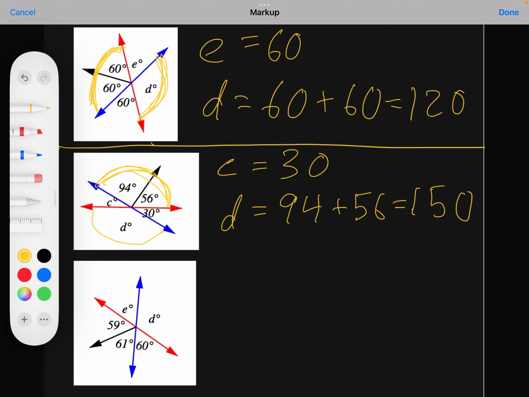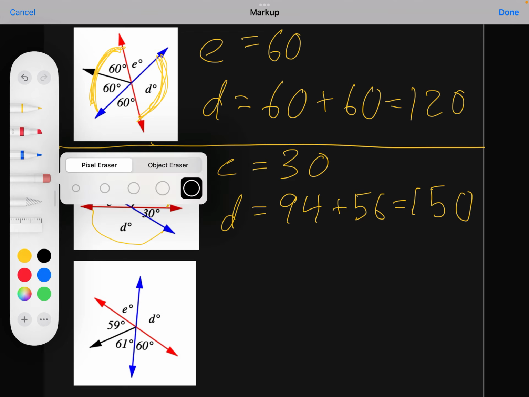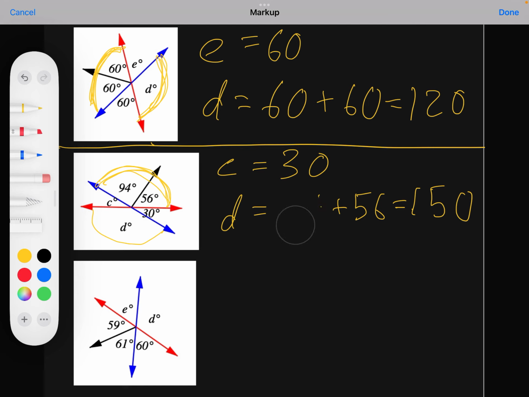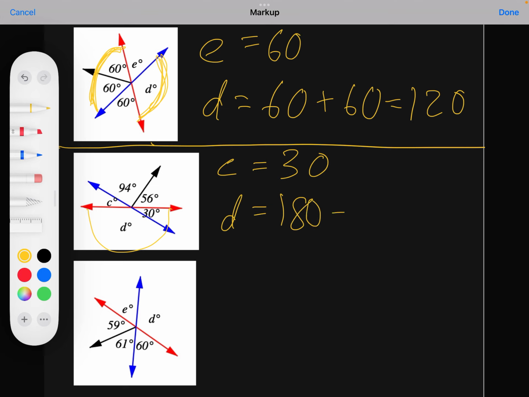Or you could say it's supplementary, meaning makes 180. Don't forget your vocabulary. Supplementary with this 30-degree angle. So if I'm looking at the 30-degree angle and D, together they make a half circle. So D is 180, half circle, minus 30, 150. Either way, you get the same answer.